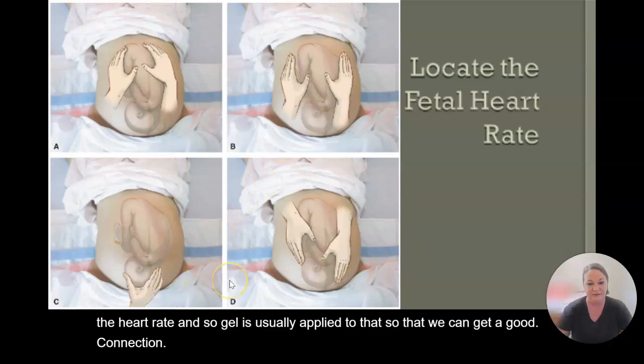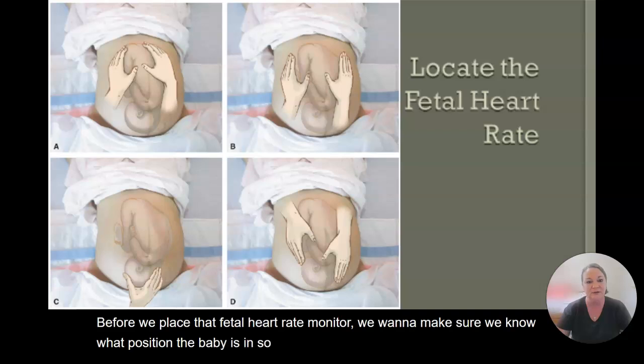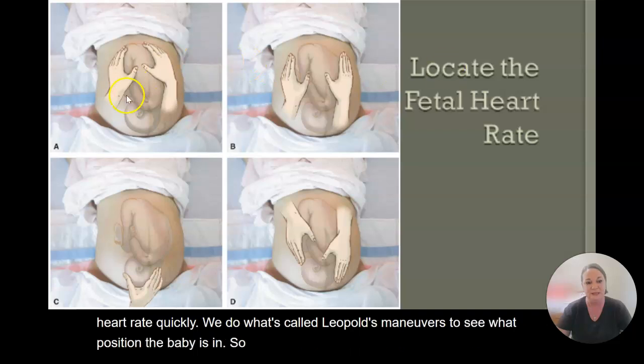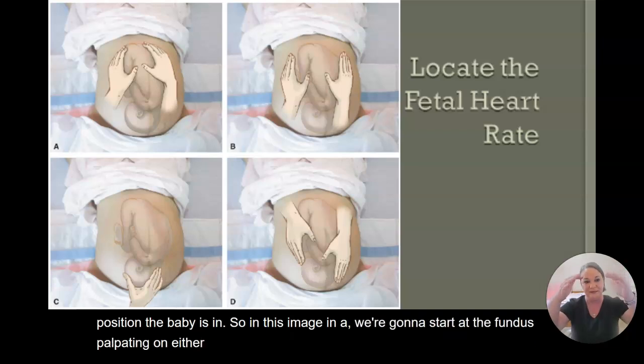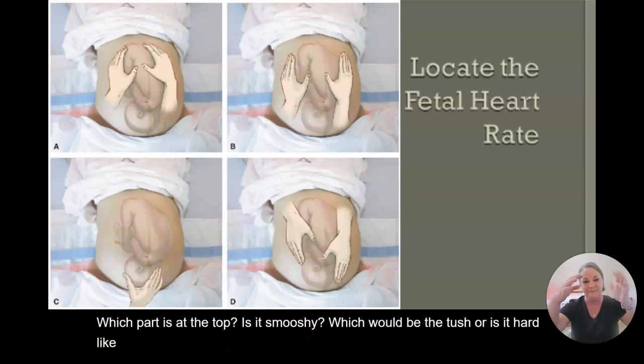Before we place that fetal heart rate monitor, we want to make sure we know what position the baby is in, so that way you're not startling mom by not finding the heart rate quickly. We do what's called Leopold's maneuvers to see what position the baby is in. So in this image in A, we're going to start at the fundus, palpating on either side. We're feeling to see which part is at the top. Is it smushy, which would be the tush, or is it hard, like the head would be?